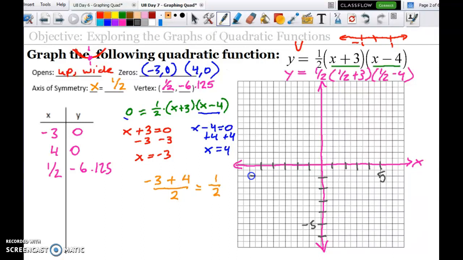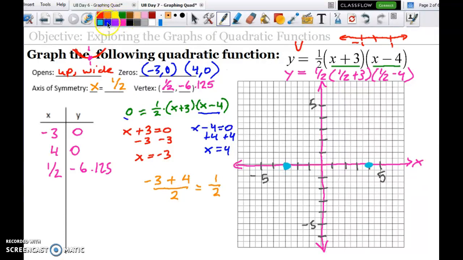Graph some more. Hopefully you're following along here with your note packet and graphing along with me. Otherwise, it's a very boring thing for you to watch. Let's go ahead and plot those points. I'm going to use teal. And I know that I have an x-intercept at 4, 0. It's on the x-axis, and negative 3, 0.